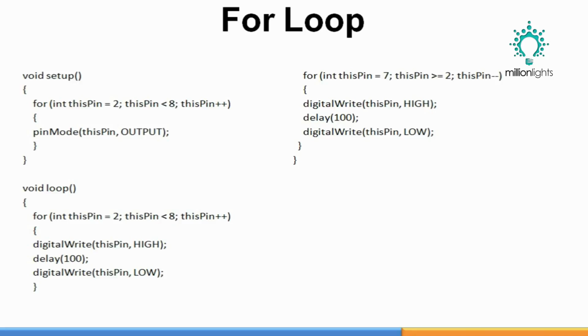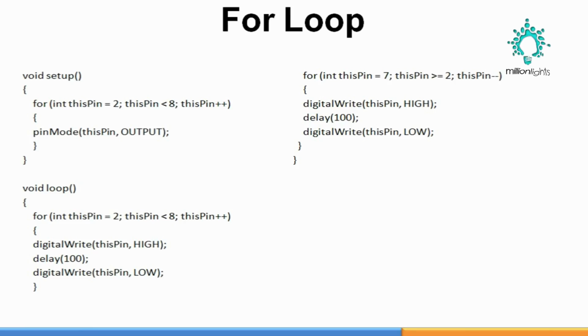And inside that I am writing digital write this pin high. So instead of writing digital write to high, I am writing digital write this pin high. Now this pin is a variable, so the value of the variable is initially 2. So it is as good as writing digital write 2 high, then a delay, then digital write 2 low. So instead of writing 6 digital writes, delays and digital writes again, I am just writing it one time. It just requires 3 lines instead of those 18 lines.